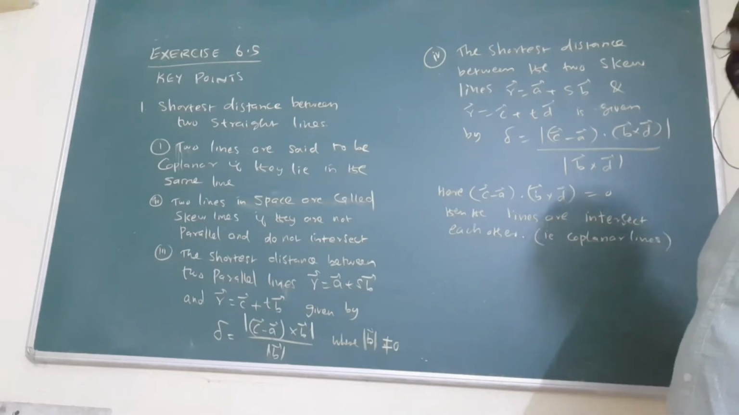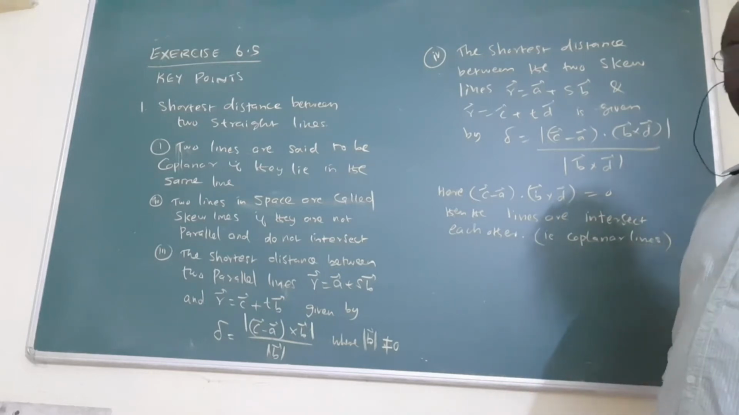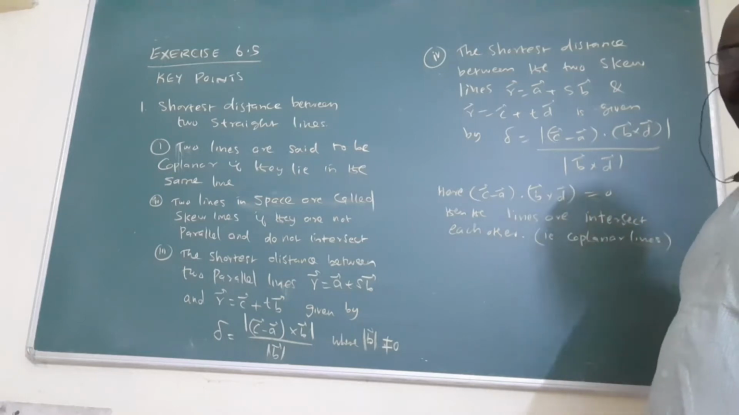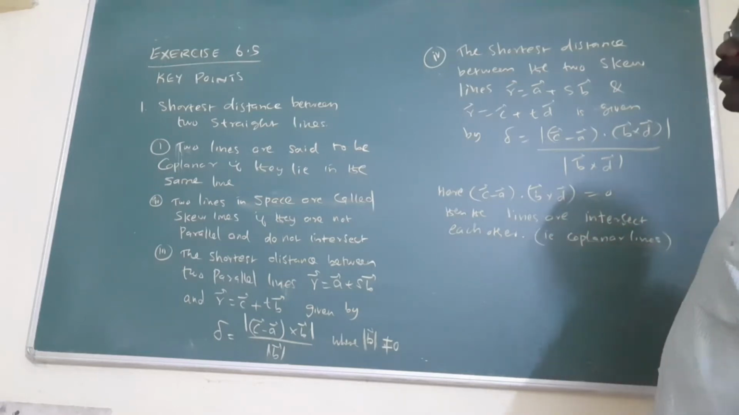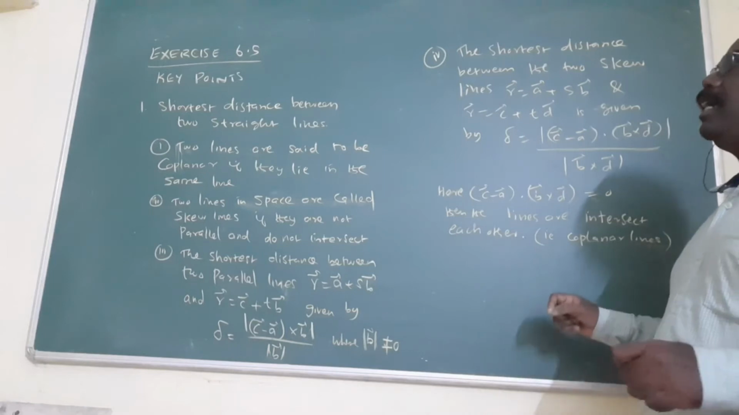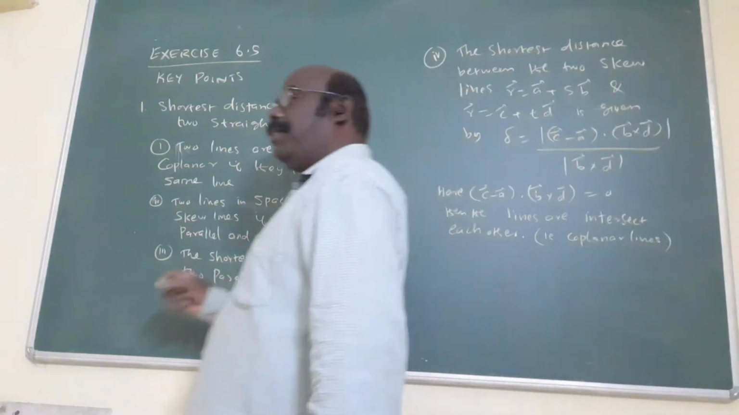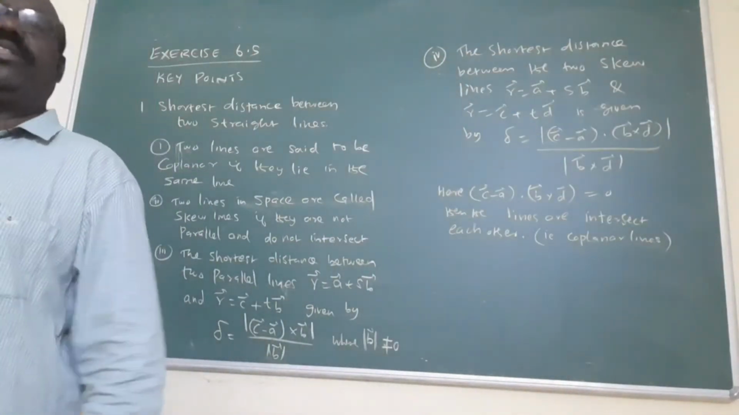Sometimes the question is that the two lines intersect each other, which means you will use this part alone. Am I right? That is called coplanar lines. This is the important idea for exercise 6.5. It is a very important concept. There are many questions here.